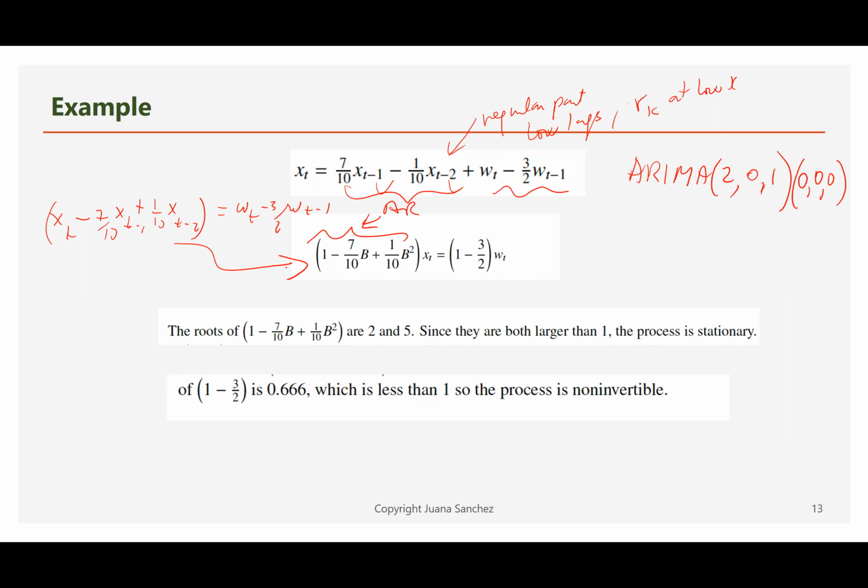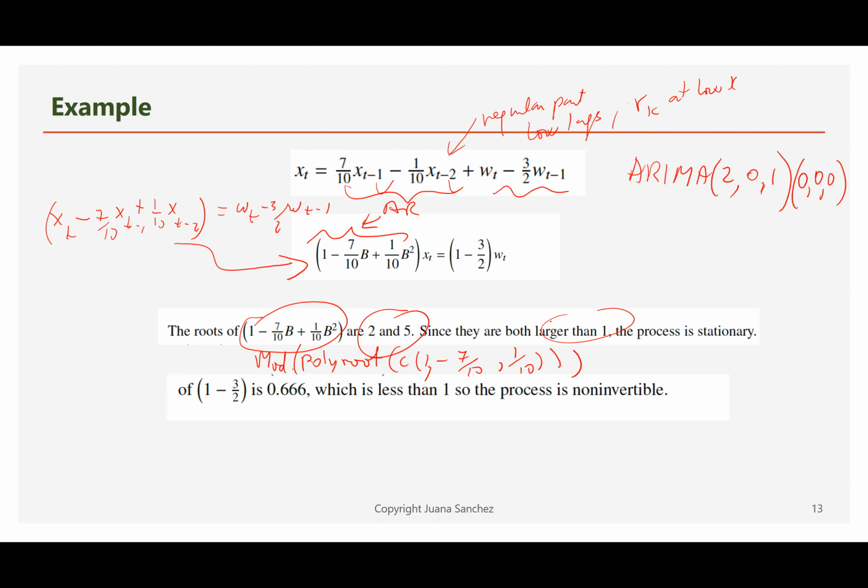roots of the polynomials. So the roots of this polynomial using polyroot, okay? So we will use the mod of polyroot of c(1, -7/10, 1/10). Okay, and that gives us 2 and 5, which is larger than 1, since the absolute value of the roots is larger than 1. The AR model is stationary, the AR part, okay?